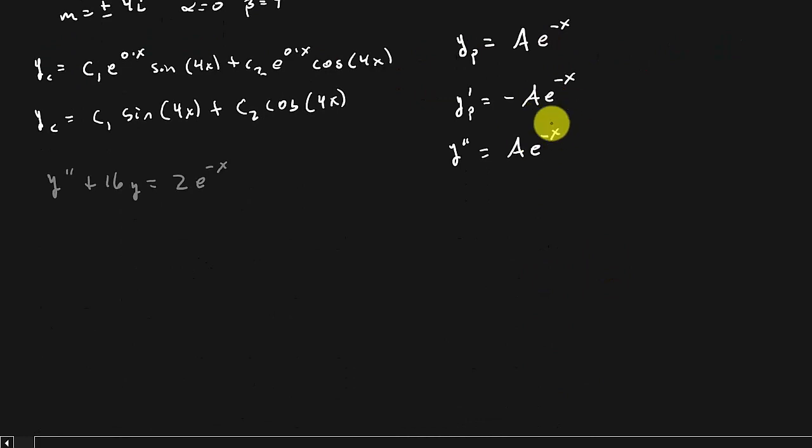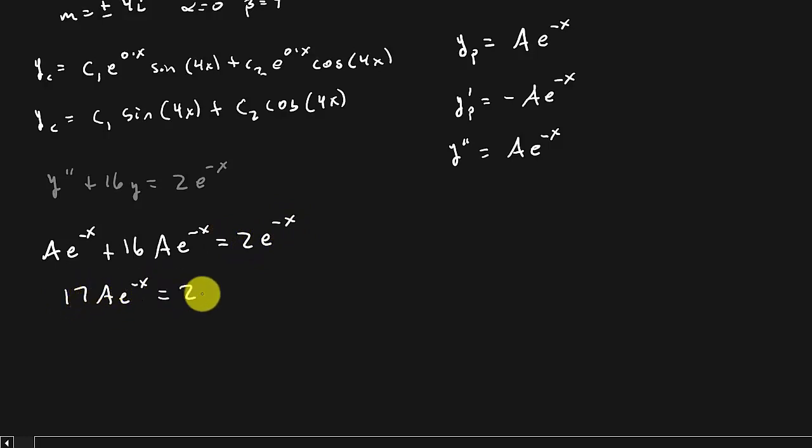So we got to plug this in. I'm going to plug this in for the second derivative. So that's going to be ae to the negative x plus 16, and then for y, we're going to put in this ae to the negative x, equals 2e to the negative x. And so we get 17ae to the negative x equals 2e to the negative x. So 17a equals 2, so a is 2 over 17. So this tells us that our particular solution is 2 over 17 e to the negative x.